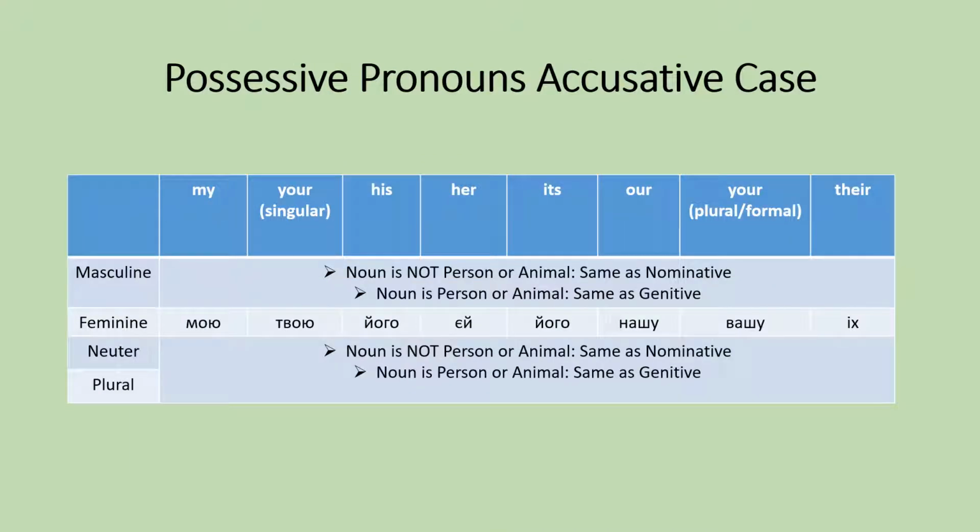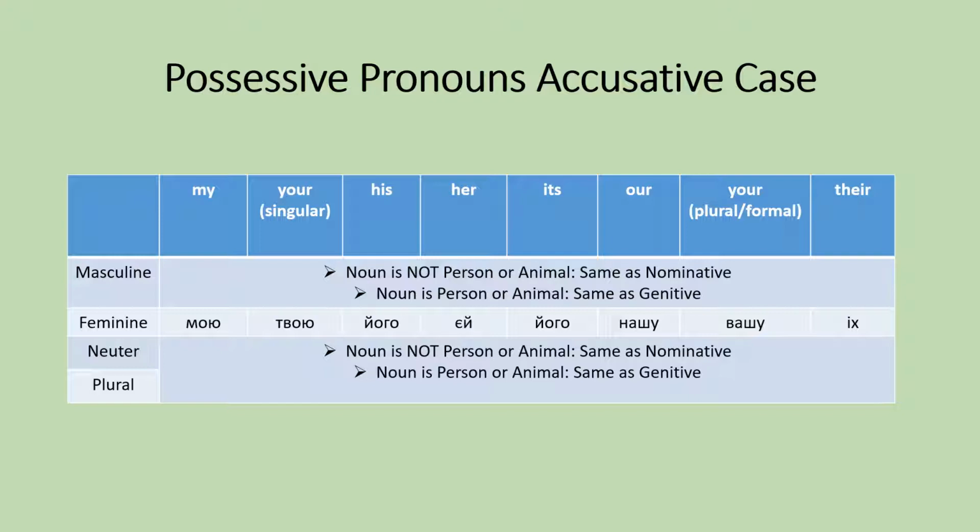Possessive pronouns in the accusative case. Let's learn how to say the different possessive pronouns in the accusative case. Like the demonstrative pronouns and adjectives, possessive pronouns that refer to masculine, neuter, and plural nouns follow these two rules in the accusative case. First, if the noun is not a person or an animal, the possessive pronoun in the accusative case is the same as in the nominative case. Second, if the noun is a person or an animal, the possessive pronoun in the accusative case is the same as in the genitive case.